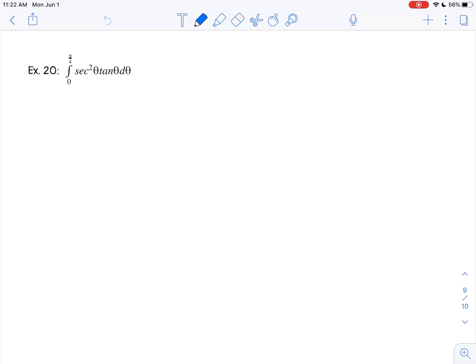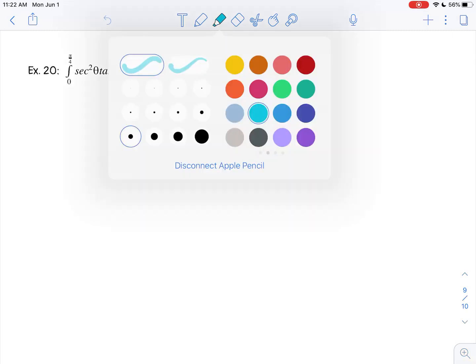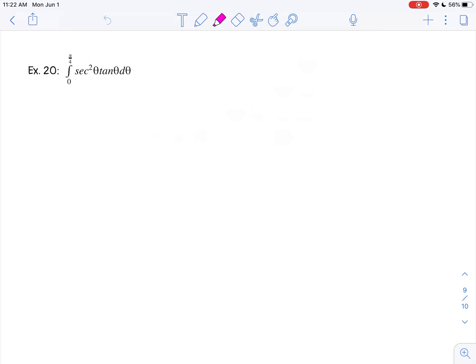So we've got 3 last questions to finish up here, where we're going to continue to practice looking at definite integrals using U substitution, okay? So let's take a look at example 20. We have the integral from 0 to pi over 4 of secant squared theta tangent theta d theta.